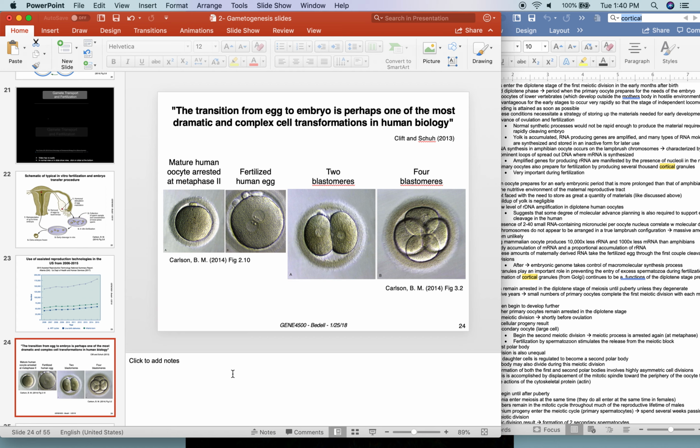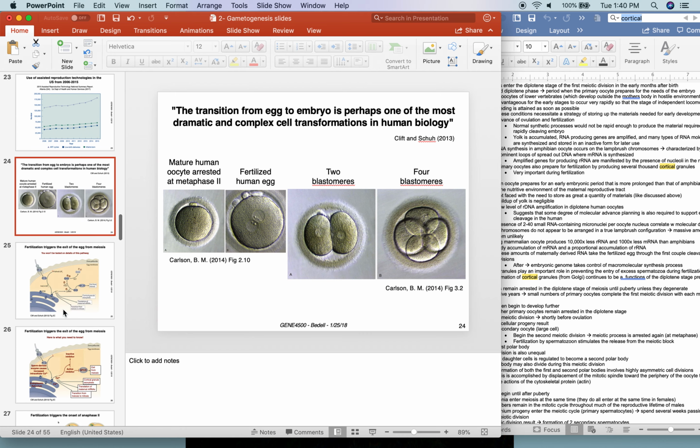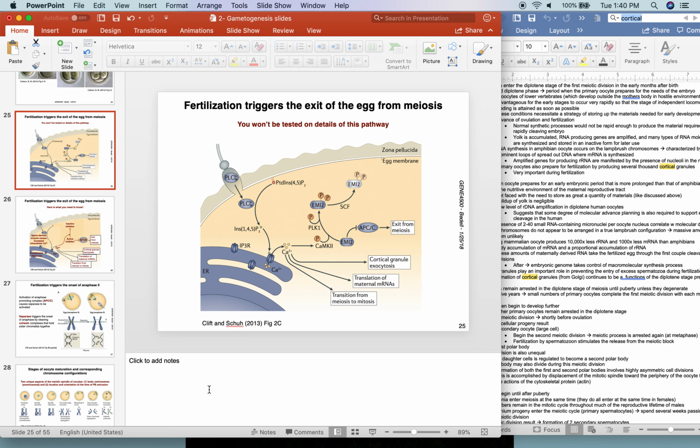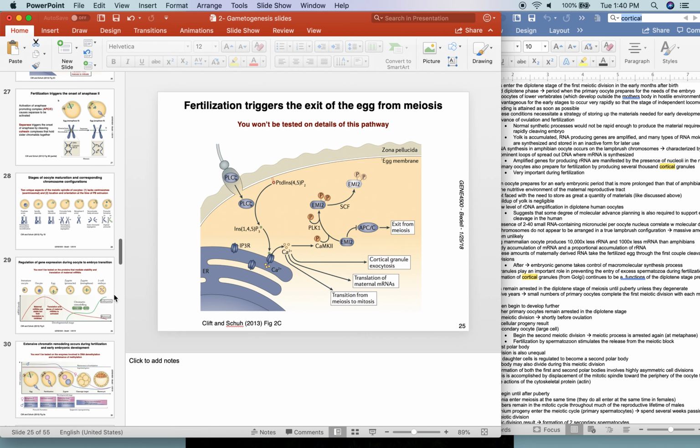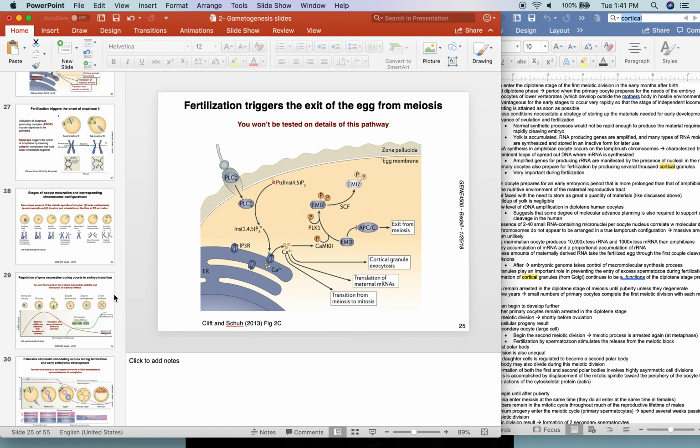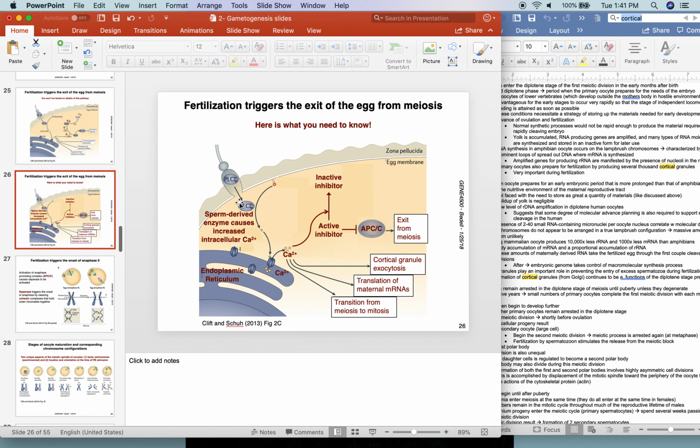Okay, this is a figure from that review article. Don't worry, you don't have to know all this. Look at the slides, because now I'm going to step through what's happening here. These are what I want you to learn. So we've got the sperm entering. Before the sperm has entered, remember, the oocyte is arrested in metaphase. This structure, APC, stands for anaphase promoting complex.